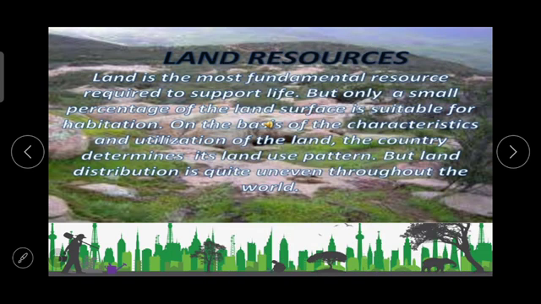Now the next one. In all the figures except for fishing, all the activities of obtaining natural resources are being carried out on land. So finally we are talking about the land. Land is the most fundamental resource without which we can't imagine the things required to support life, because it is supporting life. Plants will come up on land, like soil, and we also settle on land. But only a small percentage of the land surface is suitable for habitation.